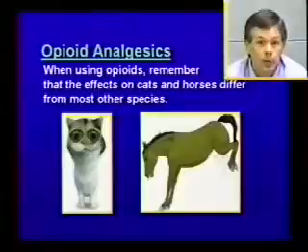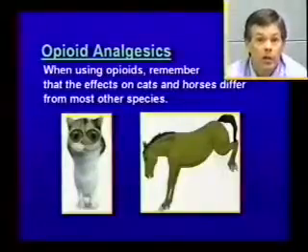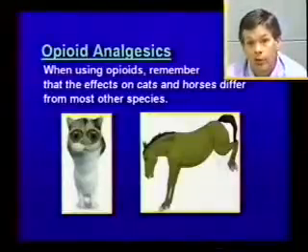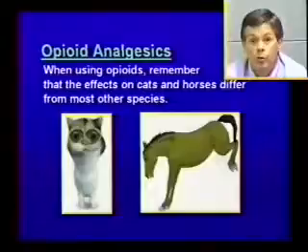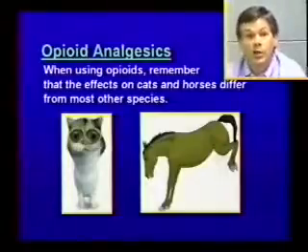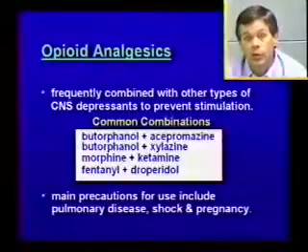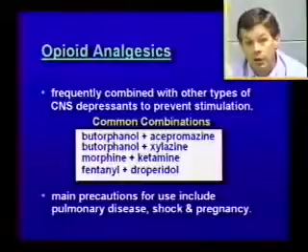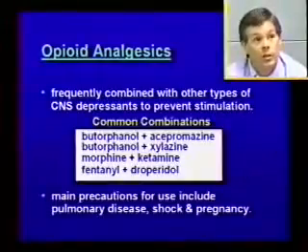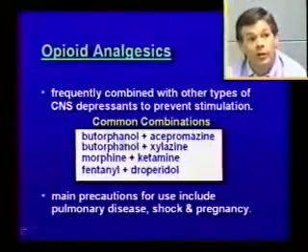In horses, unlike most other species, horses can be moderately to intensely stimulated by the opiate drugs. And as a result, you will often see these agents being used in combination with some other CNS depressant in order to prevent or offset this potential stimulation that can occur. And some of these combinations are listed here on this slide.